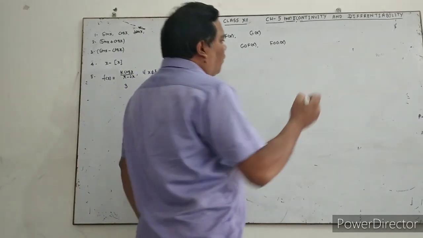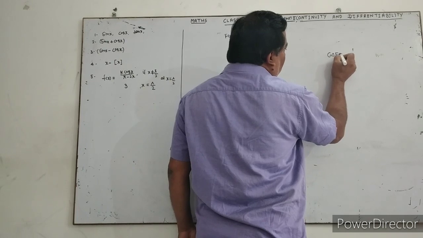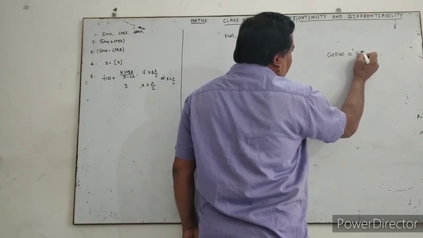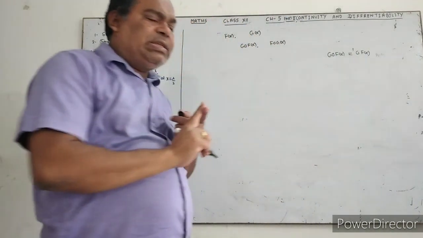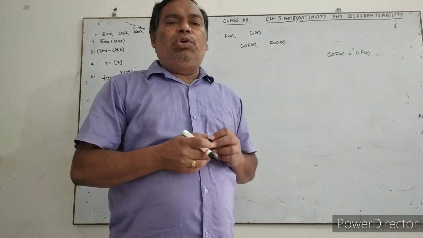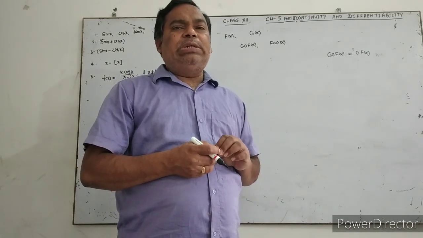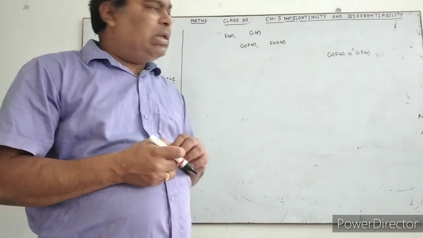Then what is g o f? g o f of x means g of f(x). Then what is the theorem? If f(x) and g(x) are two continuous functions, then the composition g o f(x), f o g(x) is also a continuous function.